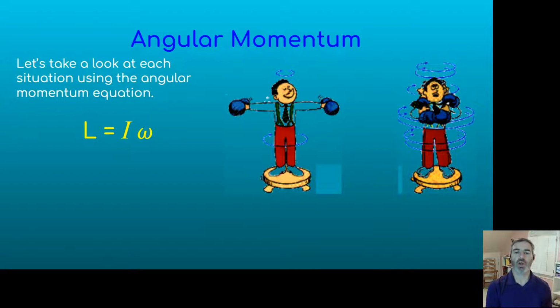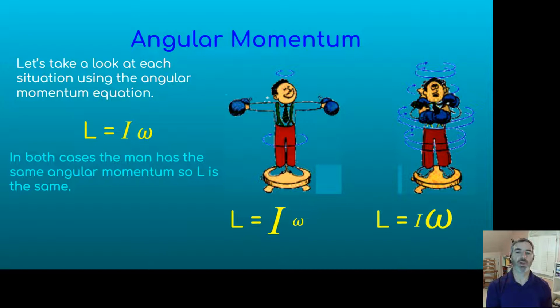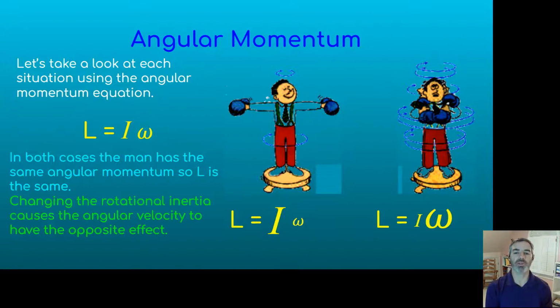We had a very large rotational inertia when the dumbbells are extended away from his body. But when he brings those dumbbells in towards his body, the rotational inertia decreases. And when that decreases, the angular velocity has to compensate for that. So the angular velocity increases. In both cases, there's no change in angular momentum.